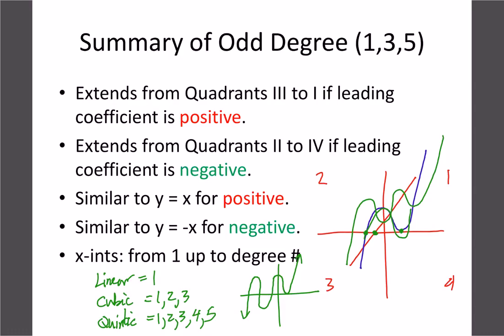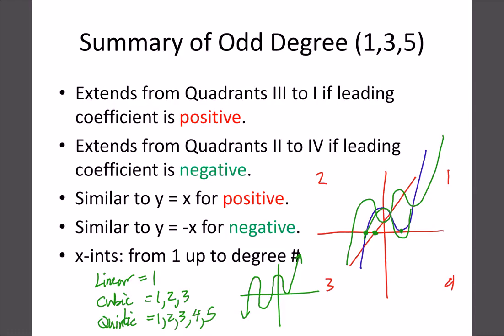Okay, so you can have any number up to whatever the degree number is. If it's a negative graph, like a negative function, the exact same thing applies, except our direction is opposite. We're going from quadrant 2 down to quadrant 4.